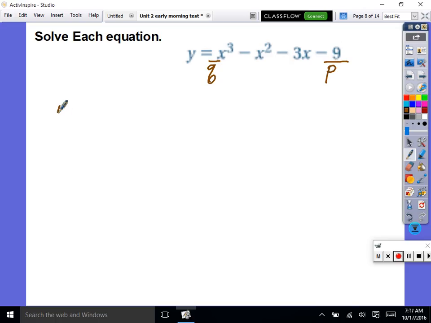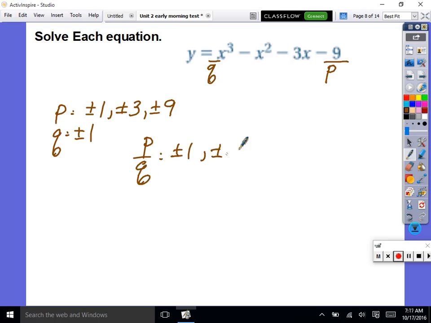Okay, so we're going to do factors of p, which is plus or minus 1, plus or minus 3, plus or minus 9. Q is plus or minus 1. So possible p over q's are plus or minus 1, plus or minus 3, plus or minus 9, right? So now you will graph it on your graphing calculator. I'm letting you guys kind of cheat. See where it looks like it's crossing the x-axis at a whole number place. We'll test it though. Where does it look like it's crossing? Positive 3? Okay, let's test that.